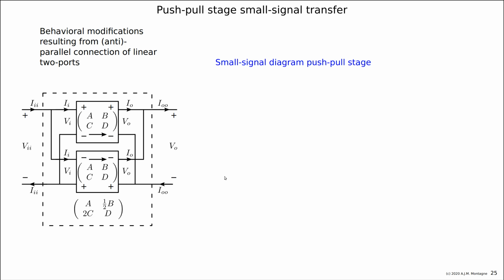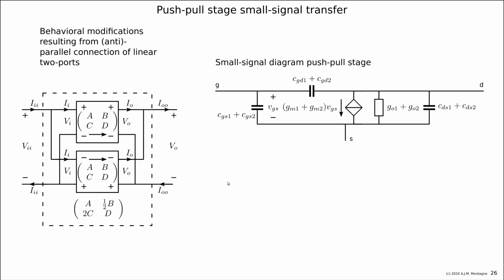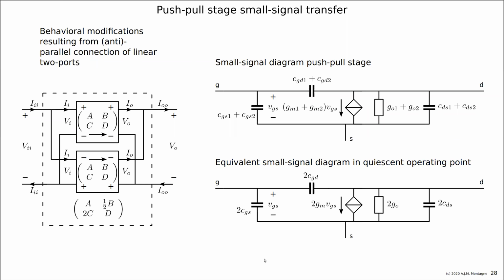So we can apply this, of course, simply to the diagram. Here we have the diagram of the two devices. They're just in parallel, so you add all the components. You just put them in parallel. And if you are in the quiescent operating point, you can simply multiply the whole thing with 2. So this is the small signal equivalent circuit in the operating point.